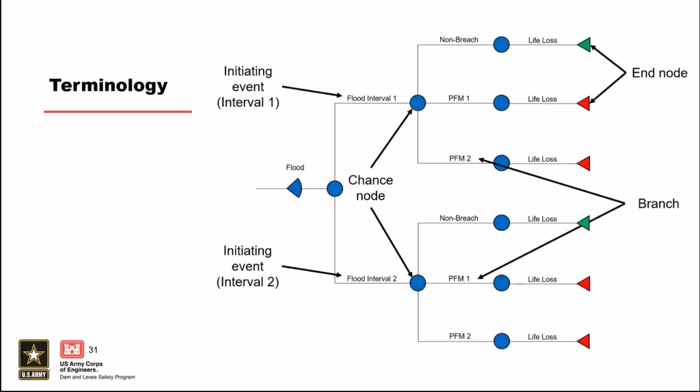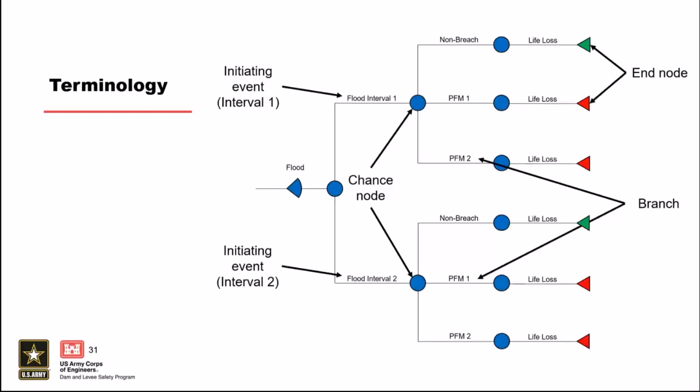The last nodes at the rightmost side of the event tree are end nodes, which are aptly named because that's where the tree ends. The end nodes are represented by triangles that are color-coded by result, with red triangles representing failure or breach, and green triangles representing non-failure or non-breach.